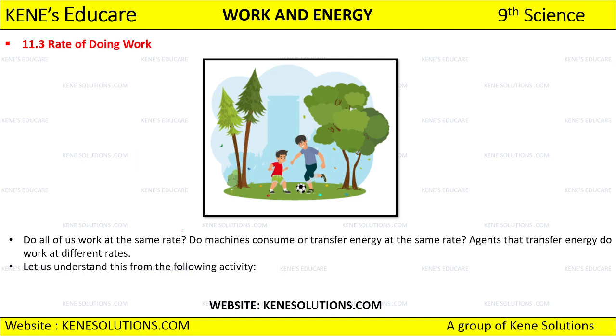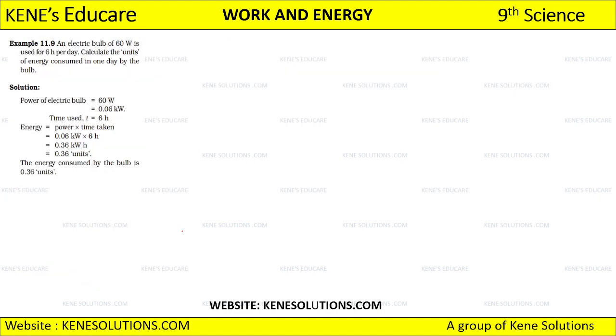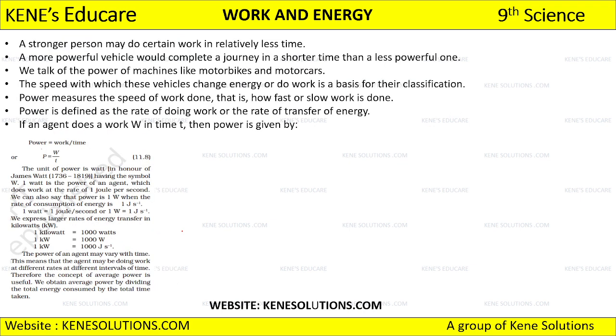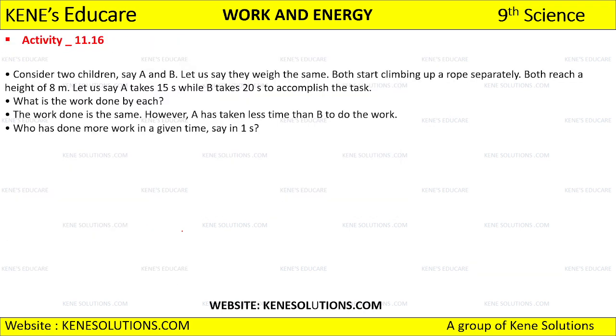And agents that transfer energy do work at different rates. So machines are obviously transferring energy, right? Whenever this transfer of energy takes place, and whosoever the agent is, whenever the agent transfers the energy, it does work at a different rate. So let us understand this from the following activity. We have this activity and examples that we will be discussing. I might stop over here after discussing the activities and examples.